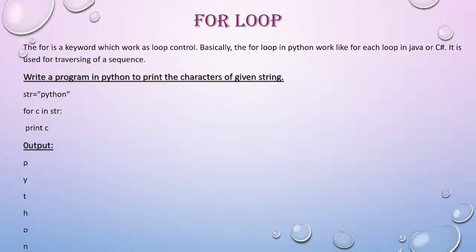Now comes the for loop. The for is a keyword which works as loop control. Basically, the for loop in Python works like the for-each loop in Java or C#. It is used for traversing a sequence.